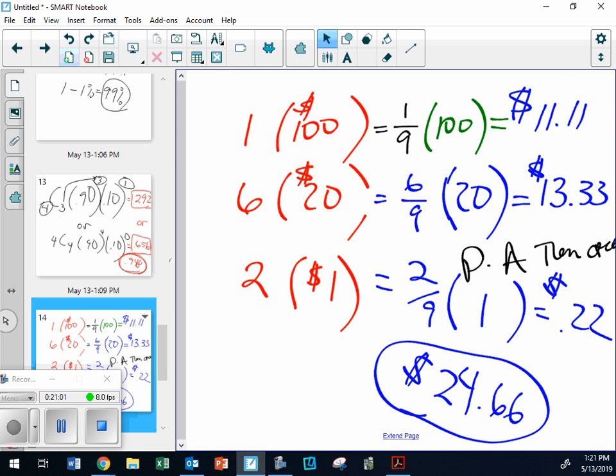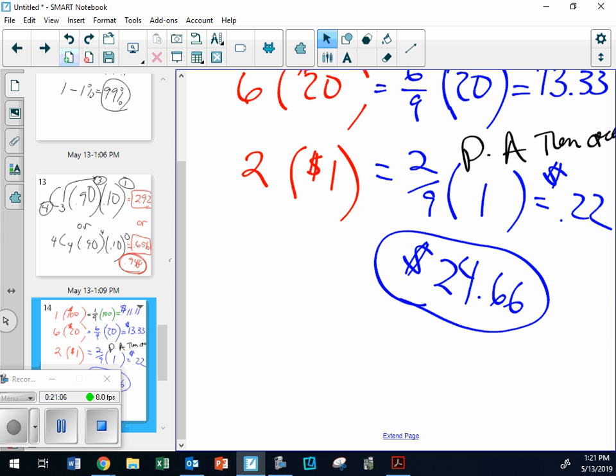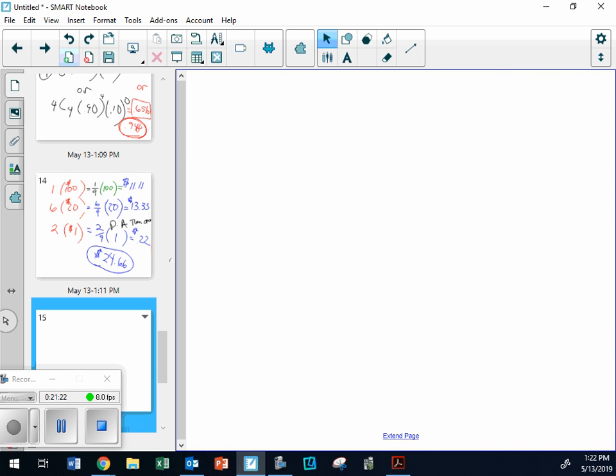So the casino might even charge you $25 to play. The fair price was $24.66. They're only going to charge you 34 cents to play. But if you play 1,000 times, that's how they make the money, is on a ton of bets. A small edge. All right, one more like that.